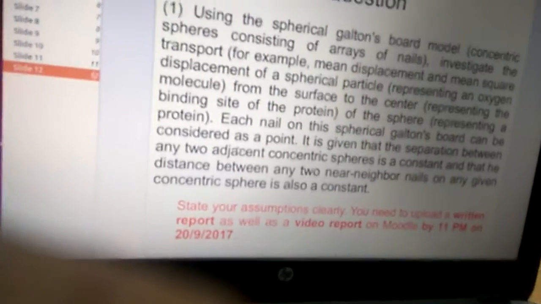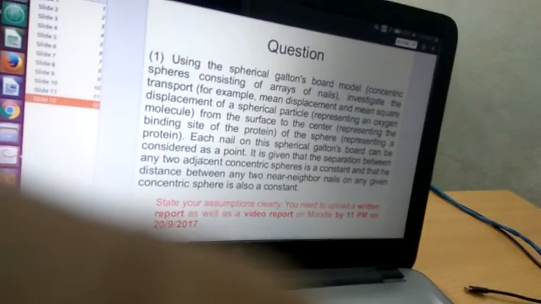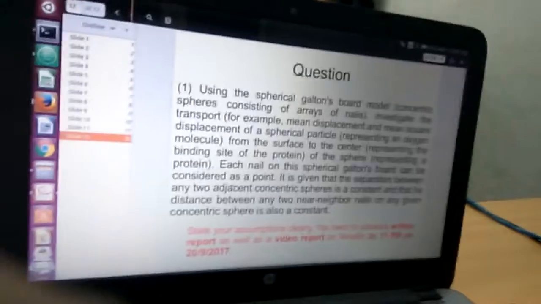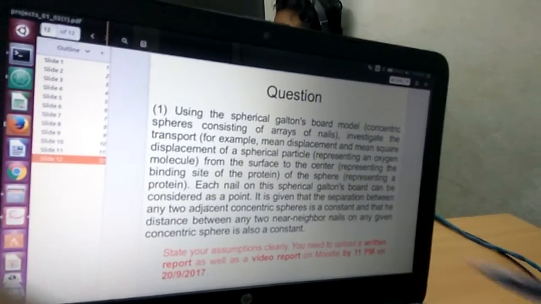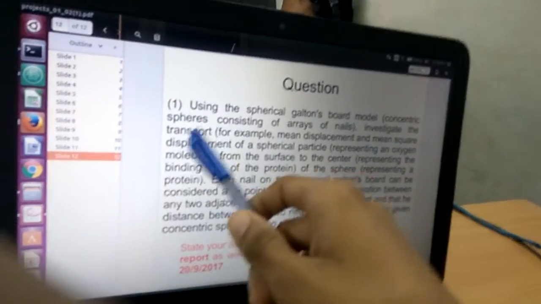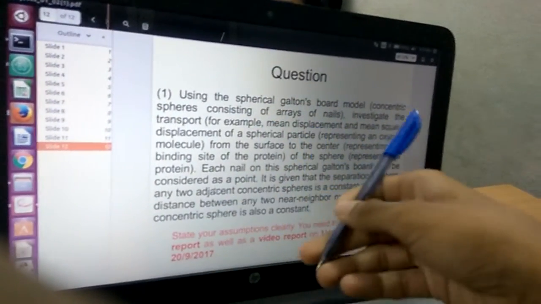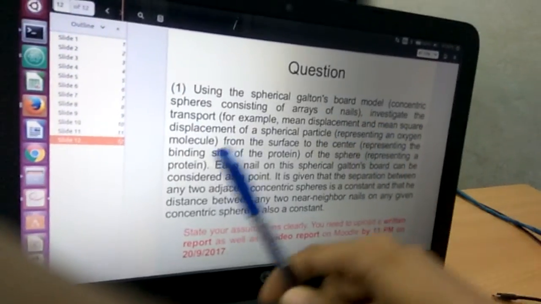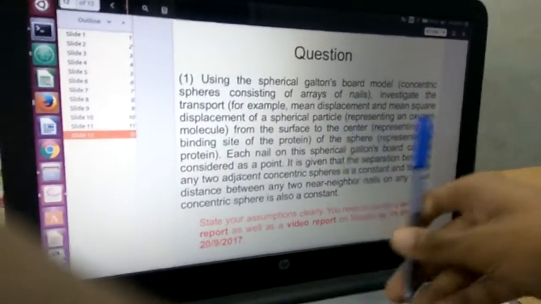Myoglobin is like hemoglobin. Hemoglobin is used to transport oxygen through the lungs, and myoglobin is used to transport oxygen through muscles. So what's the question? Using the spherical Galton model, investigate the transport, the mean displacement and the mean square displacement for a spherical particle representing an oxygen molecule from the surface to the center of the sphere.